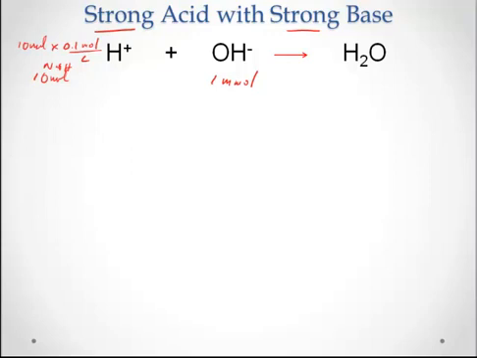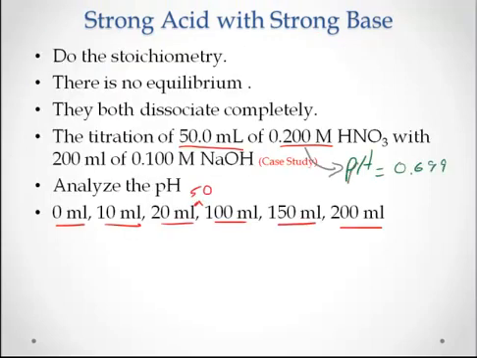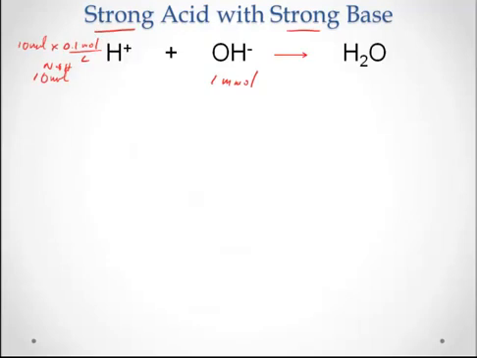Now, how much acid do I have? Well, let's look back here. I've got 50 mils of 0.2 molar nitric acid, so 50 mils times 0.2 moles per liter. What do I get? I get 10 millimoles. So I've got 10 millimoles of acid, and I've got 1 millimole of base.